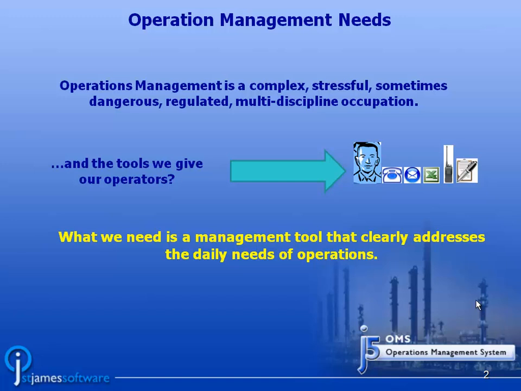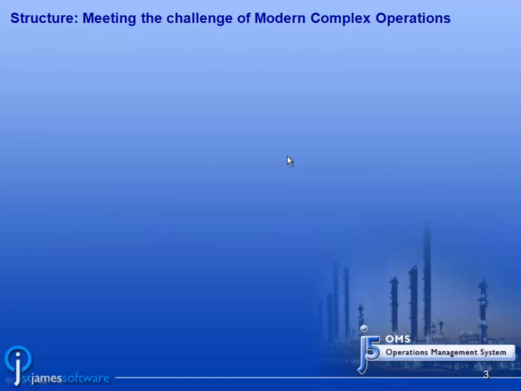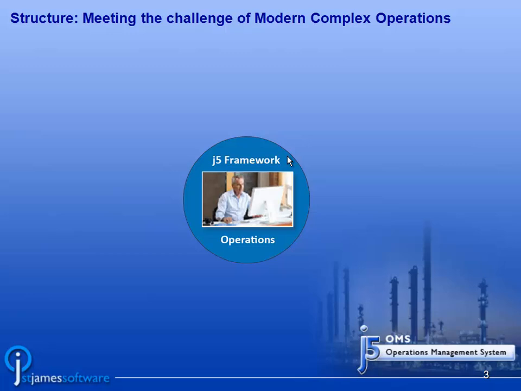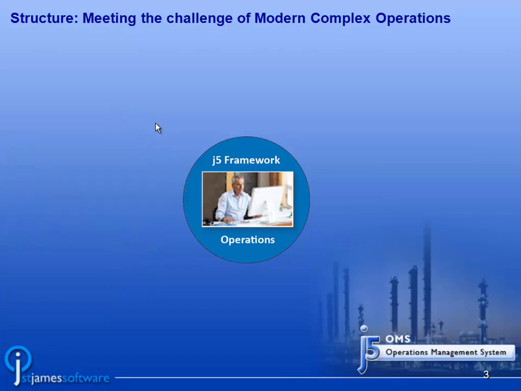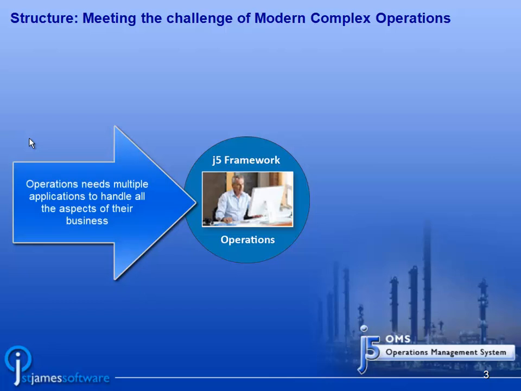Now let's see if the J5 product addresses these needs. First of all, the J5 product is very clearly an operation management application. This means that if you are associated with operations in a refinery, a powerhouse, a chemical plant, then this product is specifically for you. And above all, this product is specifically designed to make your life safer, more efficient, and most importantly, easier.